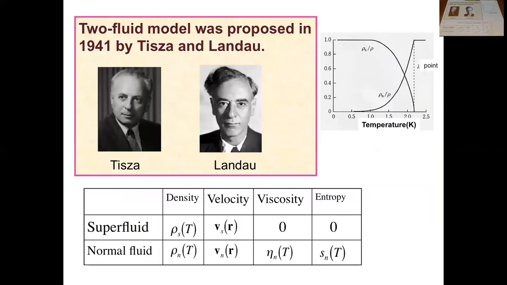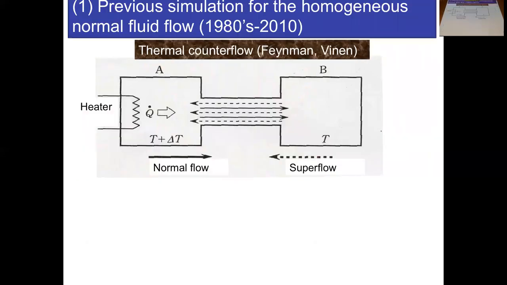Our physics is, of course, based on the famous two fluid model. The two fluid model was proposed by Lev Landau a long time ago. You don't need a detailed explanation here. And the thermal counterflow was the most important system for the quantum hydrodynamics of superfluid helium. The heat is indicated here, and the normal fluid flows from the left to the right, and the superfluid flows oppositely. And here appears a vortex tangle causing the dissipation of the system through the mutual friction.